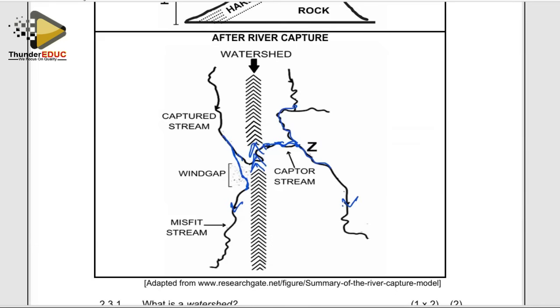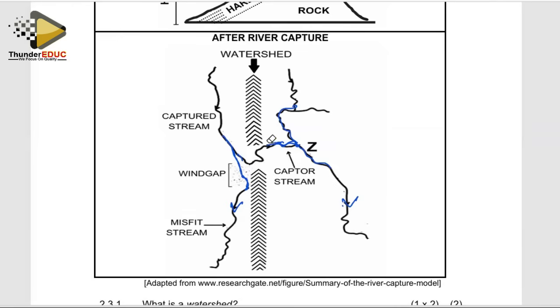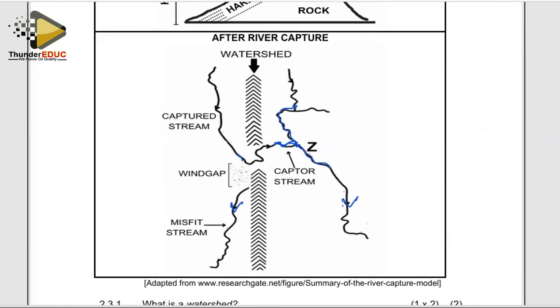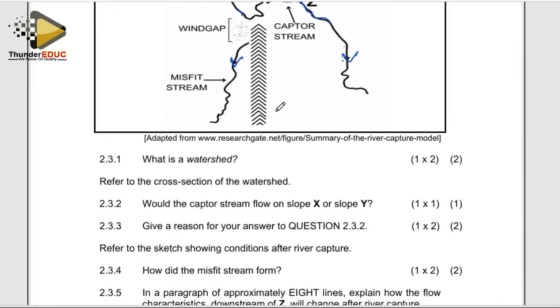That is why we are seeing now that the watershed is broken here, meaning to say there was effective erosion of the watershed, and this stream managed to capture water from this stream, and now the water is diverted. This one is no more there. The water now has been diverted effectively into this other Z stream. That's the implication of what is illustrated there.